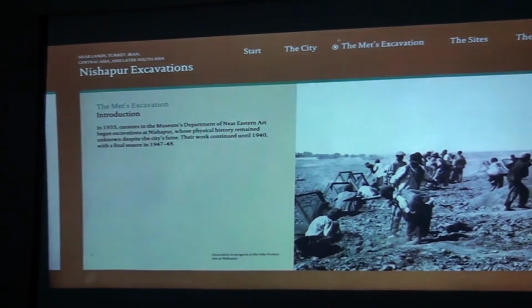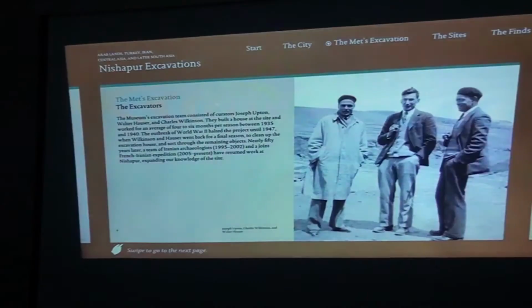Arab people working in Nishapur, Iran, and they have a lot of workers, but none of them are named, which is what I'm really interested in when we're looking at the uncritical use of photographs. However, whenever there's a white person, a person of European descent, they are named in the interpretation. So this says John Upton, Walter Hauser, and Charles Wilkinson.